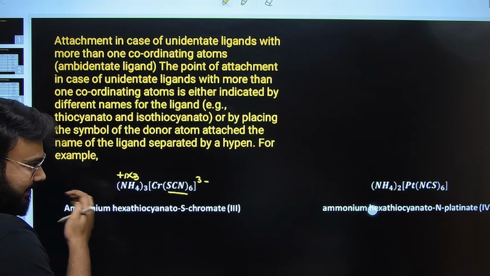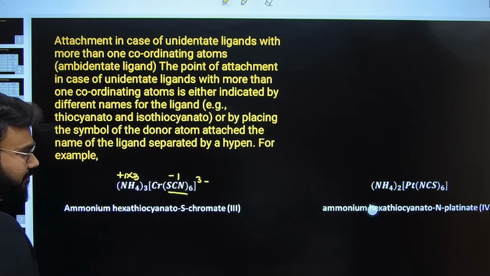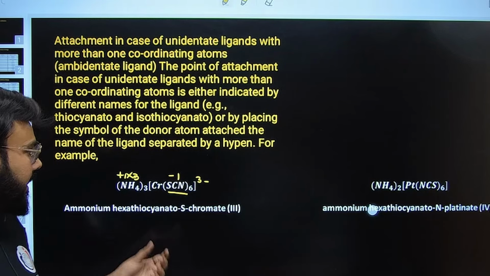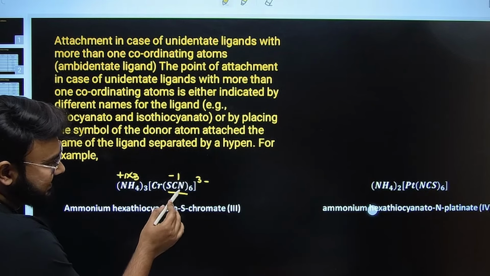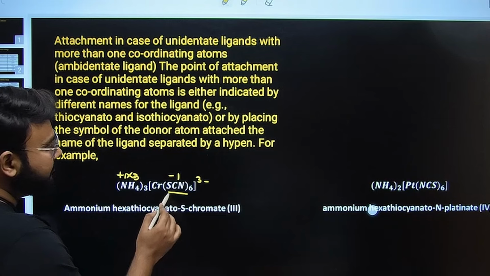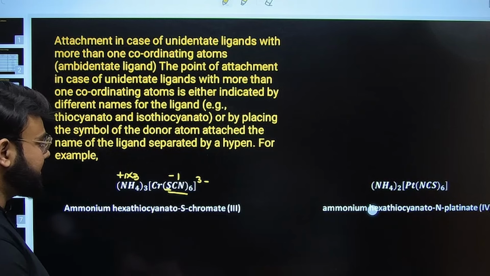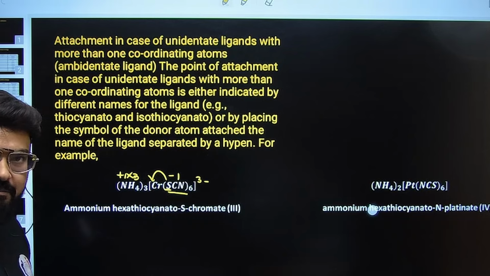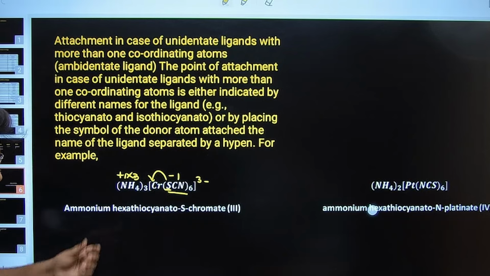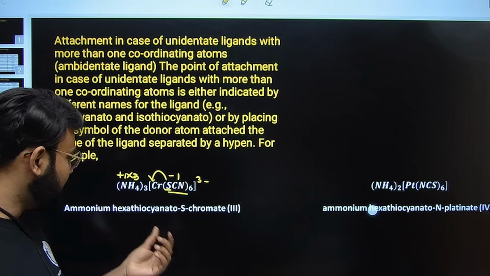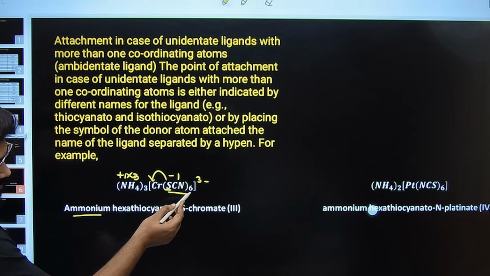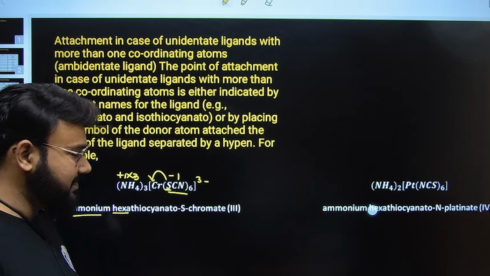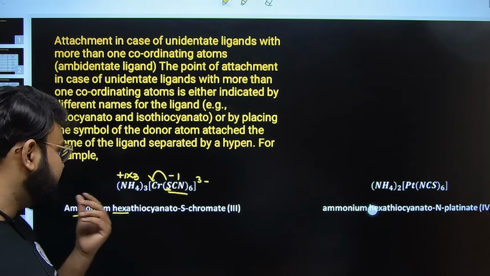All right. And then we know SCN is a negative ligand. Its oxidation number is -1. And now remember, because it's written as SCN, that means sulfur is the donor center. You can see sulfur is donating to the chromium. So how do we write its name? Write the name of the cation first. So ammonium, number of ligands 6, so hexa, and because sulfur is the donor center, it's thiocyanate.